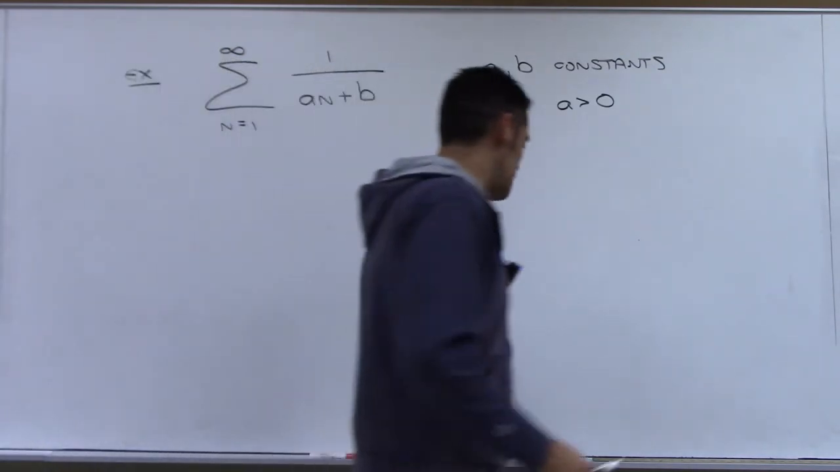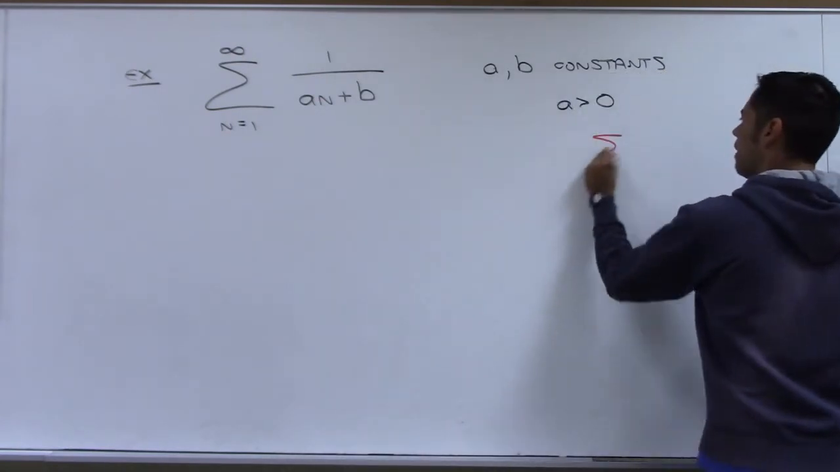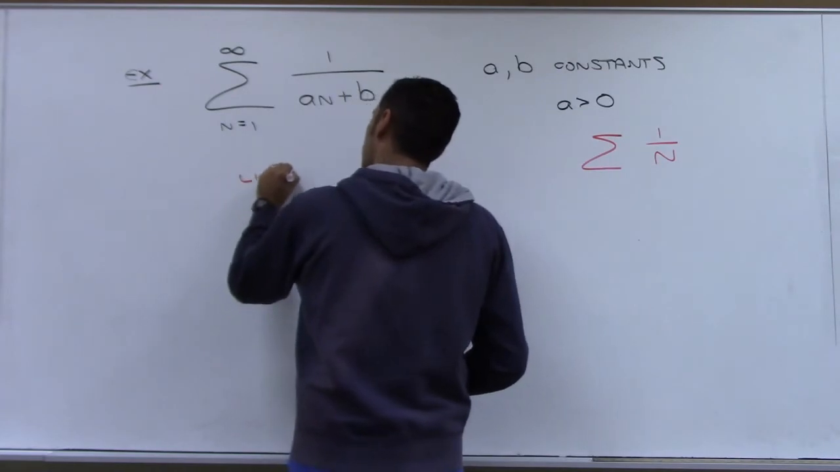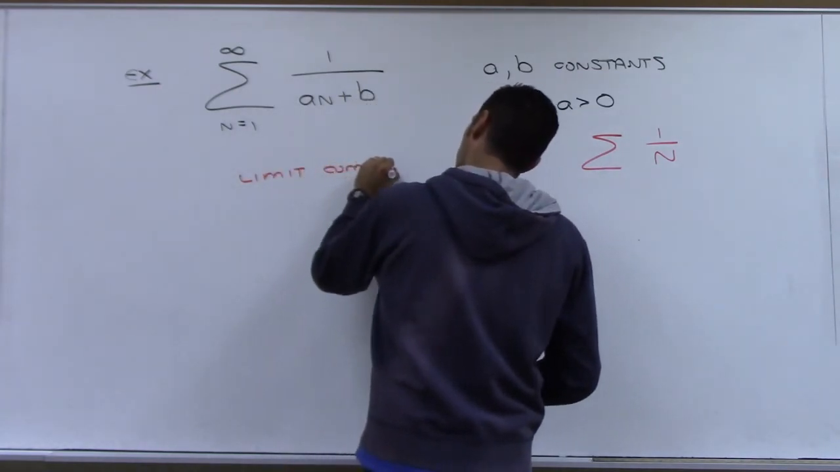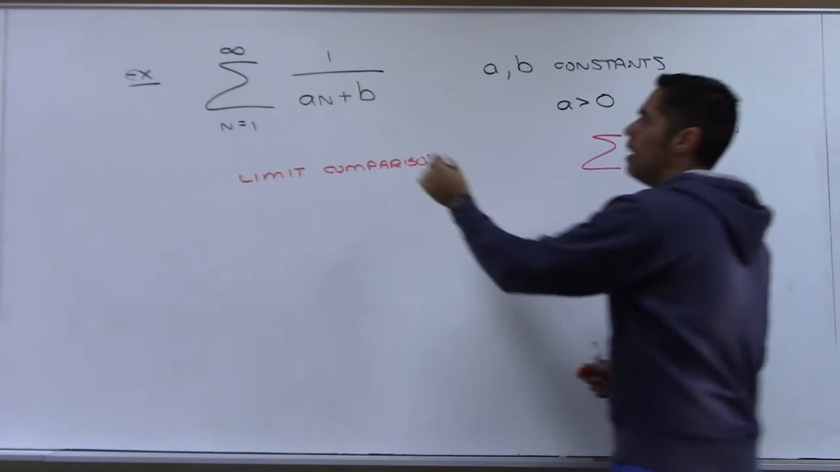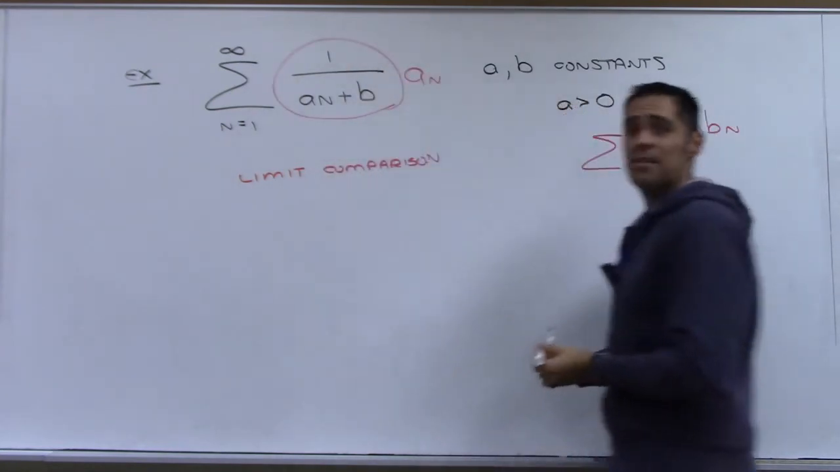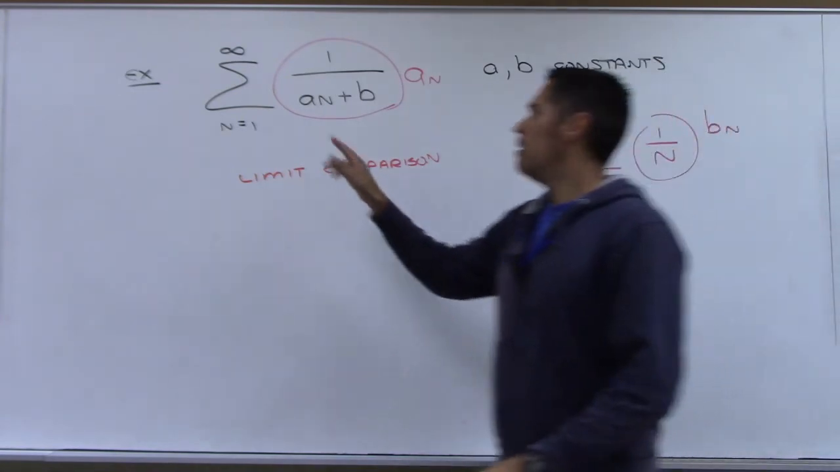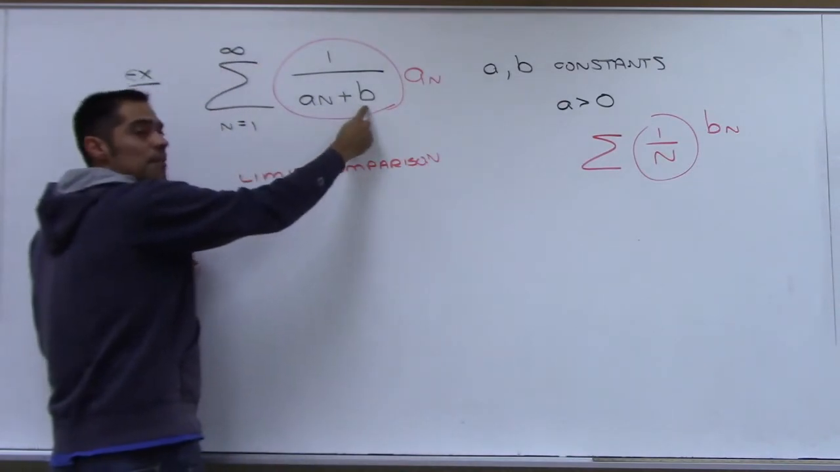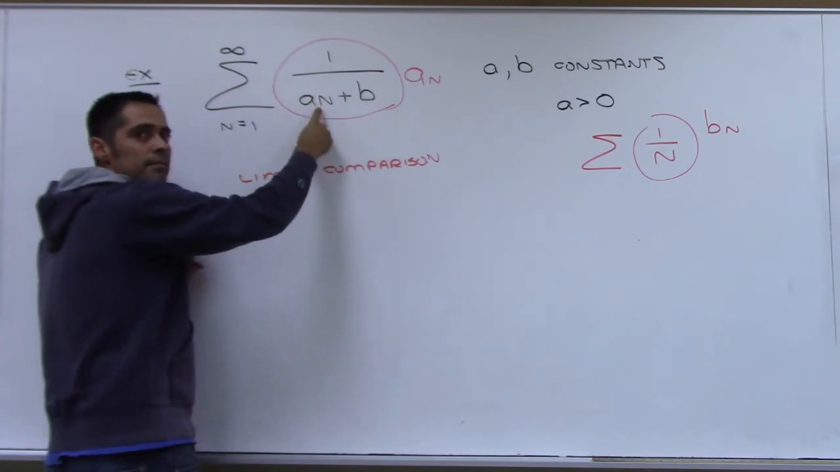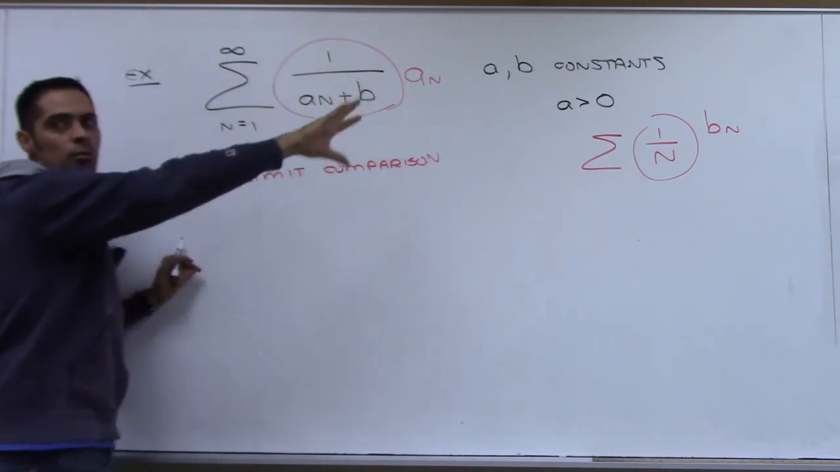I'm going to do it by comparing it to something I know for sure is divergent, which is 1 over n. And I'm going to use the limit comparison, where this one right here is my b sub n, and this right here is my a sub n. They're both positive, right? That's why I had to make A positive here. This will be positive eventually. Even if you give me a big negative B number here, A will get big enough and it'll overwhelm whatever's behind it.